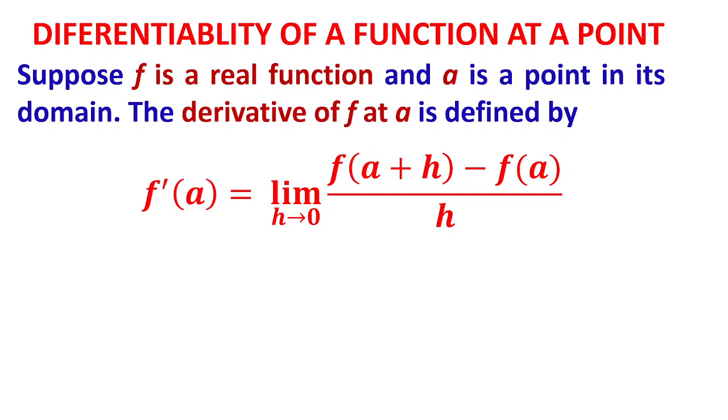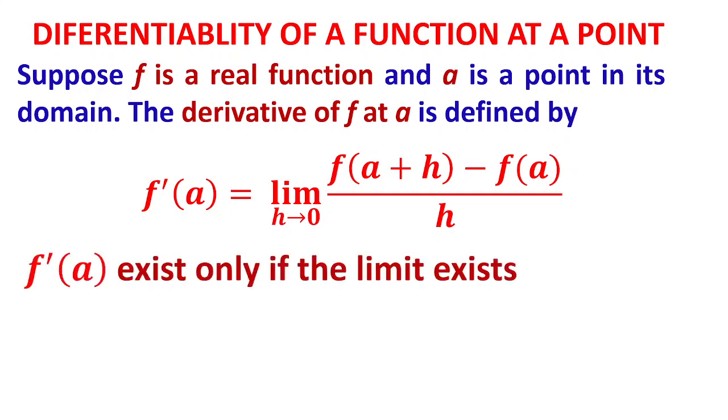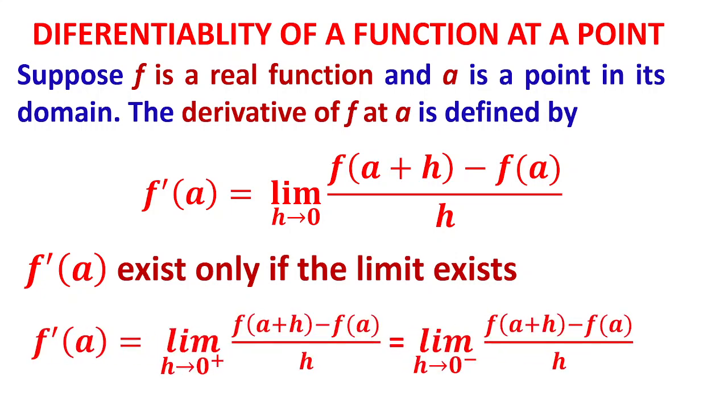Now all of you will be interested to know what this h is. h is a normal positive quantity. That's all, very simple. h goes to 0, well, very close to 0. f dash of a exists only if the limit exists. What do we mean by limit exists? Left hand side limit is equal to right hand side limit. Limit h goes to 0 plus of f of a plus h minus f of a by h should be equal to limit h goes to 0 minus.